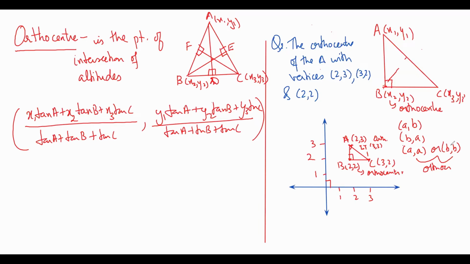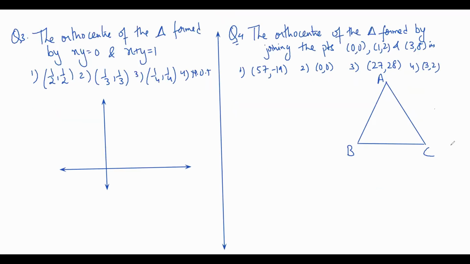One more application. The orthocenter of the triangle is a very common question. The orthocenter of the triangle formed by xy = 0 and x + y = 1. So you know that xy is the product of two lines, a pair of lines. Pair of lines means two lines are multiplied with each other.